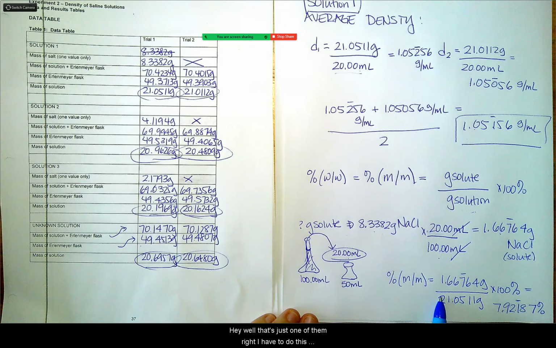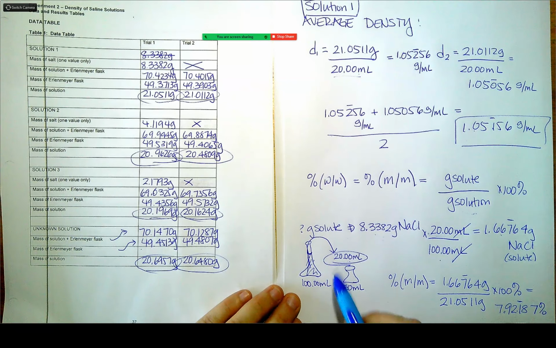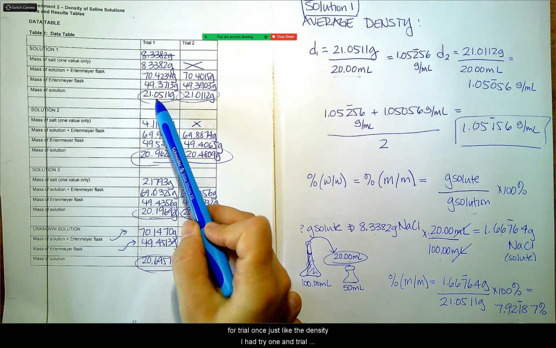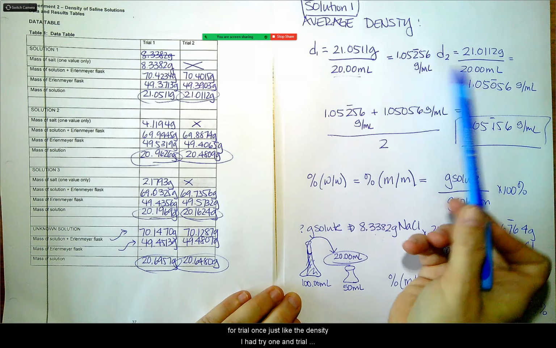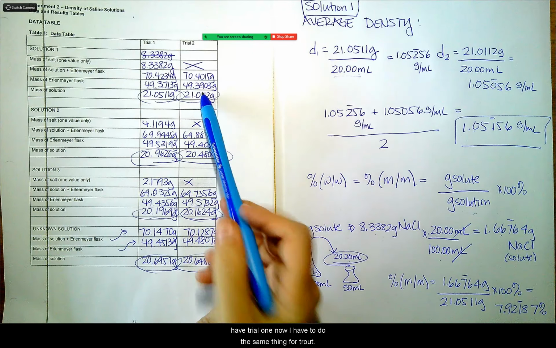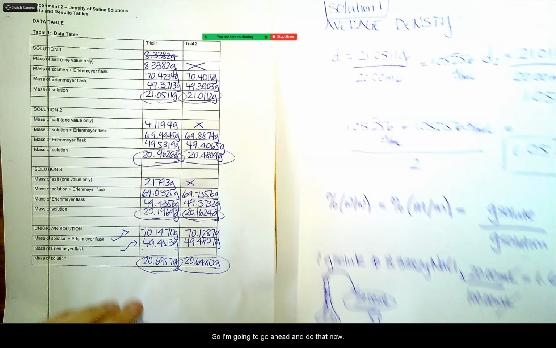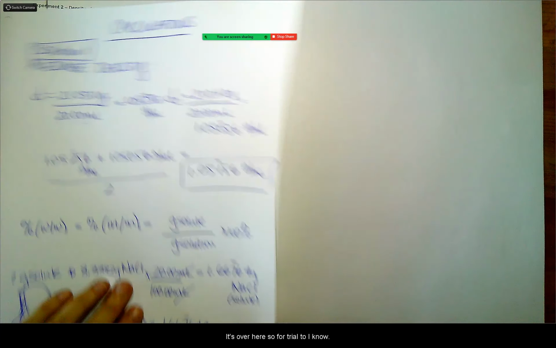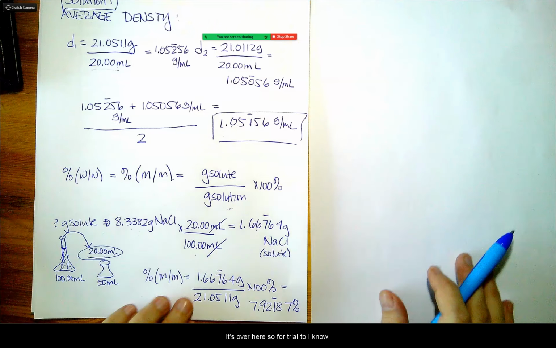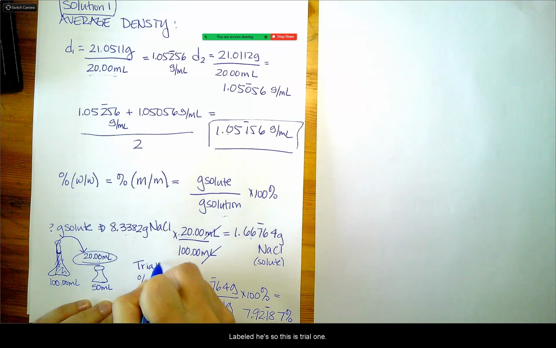Okay, well that's just one of them, right? I have to do this again because I need an average. So you have to take a look at both trials. I did it for trial 1, so just like the density, I had trial 1 and trial 2, then took the average. I have to do the same here. I have trial 1, now I have to do the same thing for trial 2. So I'm going to do that now. So I'm going to put this over here. So for trial 2, let me label these. So this is trial 1.